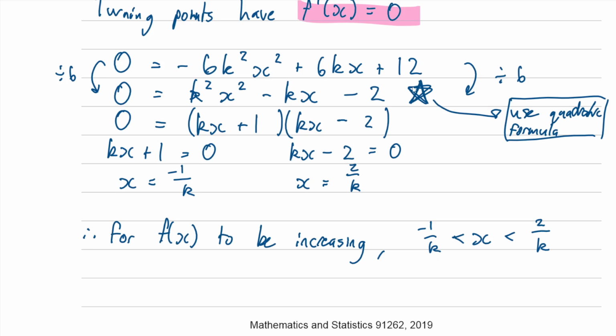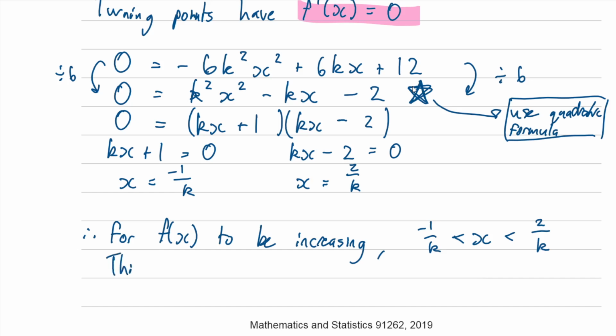Would it include those points? So if it included those points, that means it includes the turning point, but the gradient of a turning point is 0. So it's non-decreasing, but it's not increasing. So we actually would not include those x values. Cool. But how do we justify this? How do we know that it's increasing between those values and not, for example, outside?